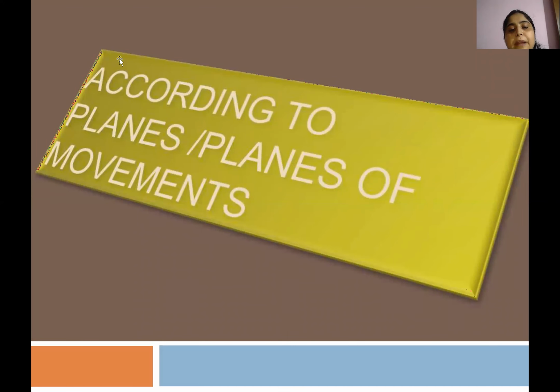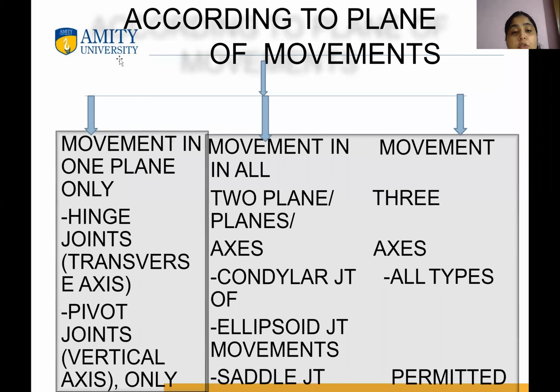Now, according to the planes of movement. Movement in one plane occurs in the hinge joint, around the transverse axis, and in the pivot joint, around the vertical axis. Movement in two planes: examples are the condyloid joint, like the knee joint, then the ellipsoid joint and the saddle joint, like the first CMC joint. Movement in three axes occurs in the ball and socket joint.